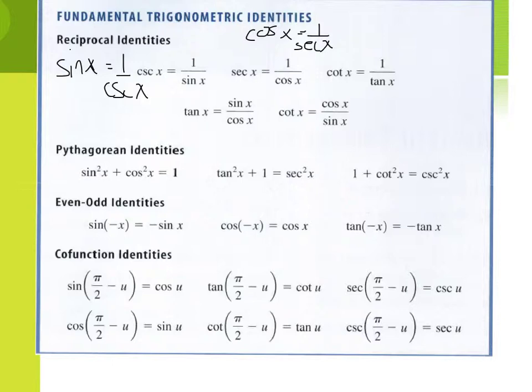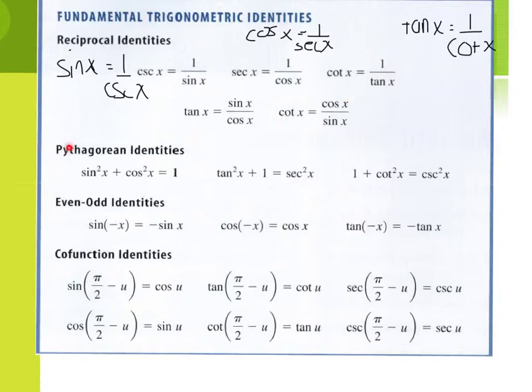Cotangent of x is equal to 1 over the tan of x, or we can write tan is equal to 1 over cotangent. These are also known as your quotient identities. The tan of x is equal to sine over cosine, and cotangent is cosine over sine.